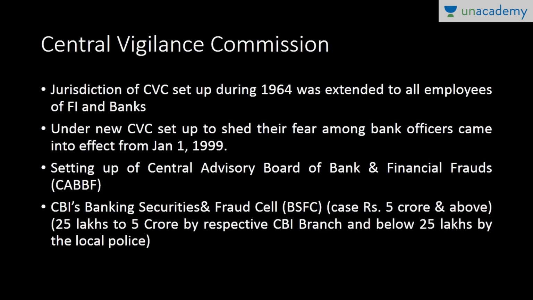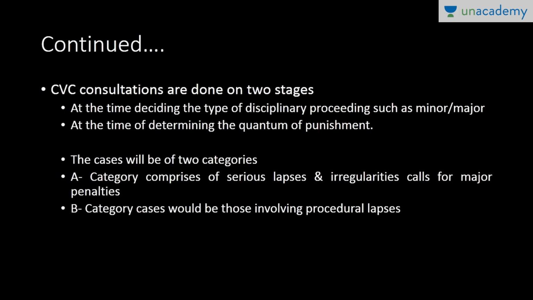Now, where do the cases of lower values go? The cases between 25 lakh and 5 crore, whichever case comes under this bracket, more than 25 lakh and less than 5 crore, are handled by the respective CBI branch, and cases below 25 lakh are handled by the local police stations. Now, how does the CVC, the Central Vigilance Commission, work?